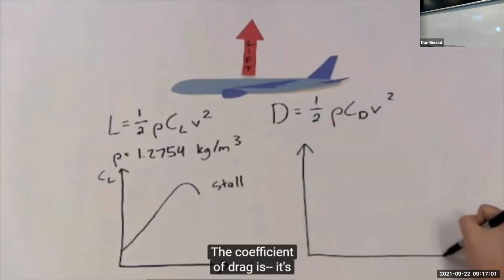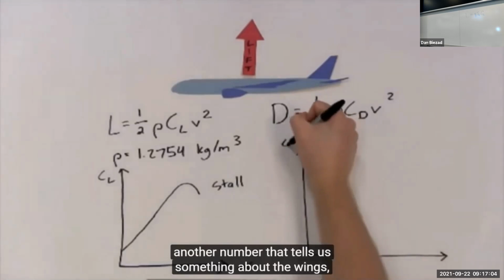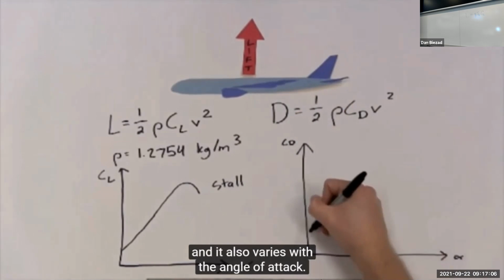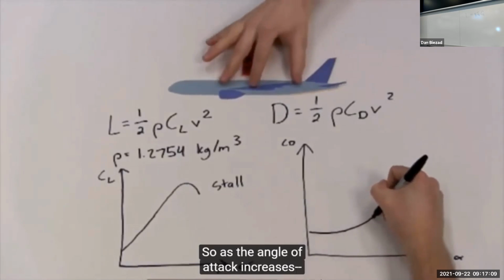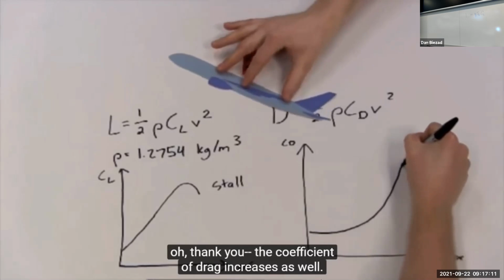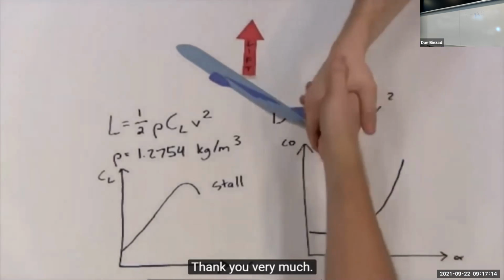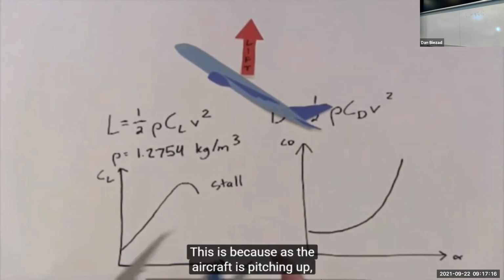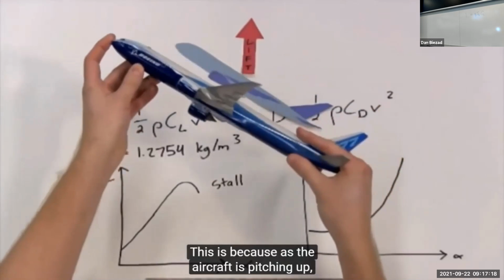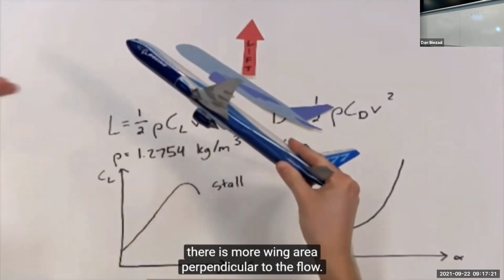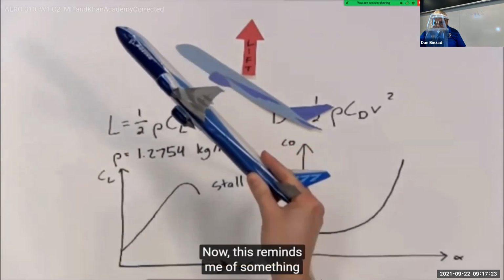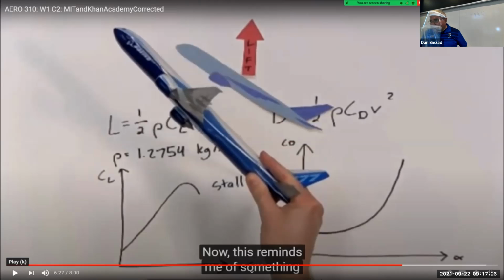The coefficient of drag is another number that tells us something about the wings, and it also varies with the angle of attack. So as the angle of attack increases, the coefficient of drag increases as well. This is because as the aircraft is pitching up, there is more wing area perpendicular to the flow. This is kind of important because of the mistake that was made earlier with the hand out the window. It's easy to confuse drag with pressure, the pressure that you're feeling.